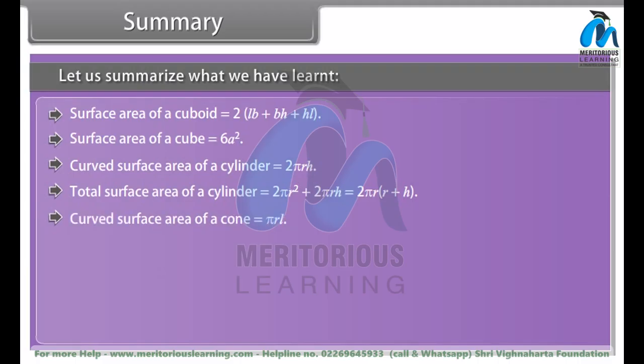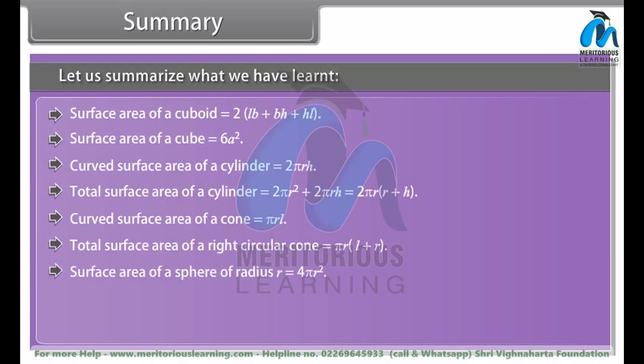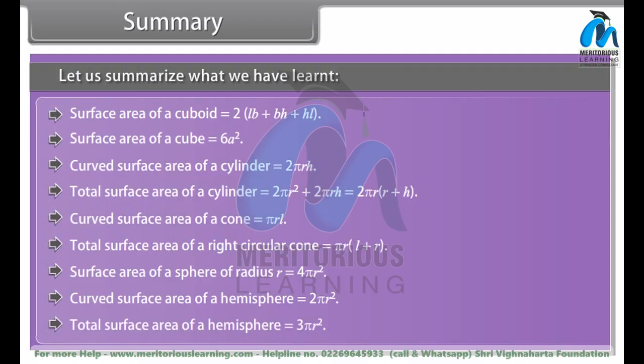Curved surface area of a cone is equal to πrl. Total surface area of a right circular cone is equal to πr(L + r). Surface area of a sphere of radius r is equal to 4πr². Curved surface area of a hemisphere is equal to 2πr². Total surface area of a hemisphere is equal to 3πr².